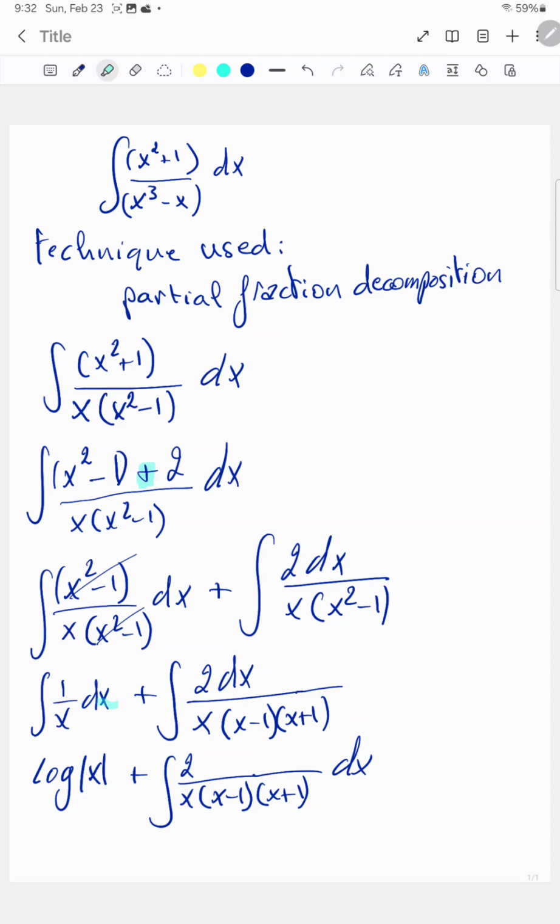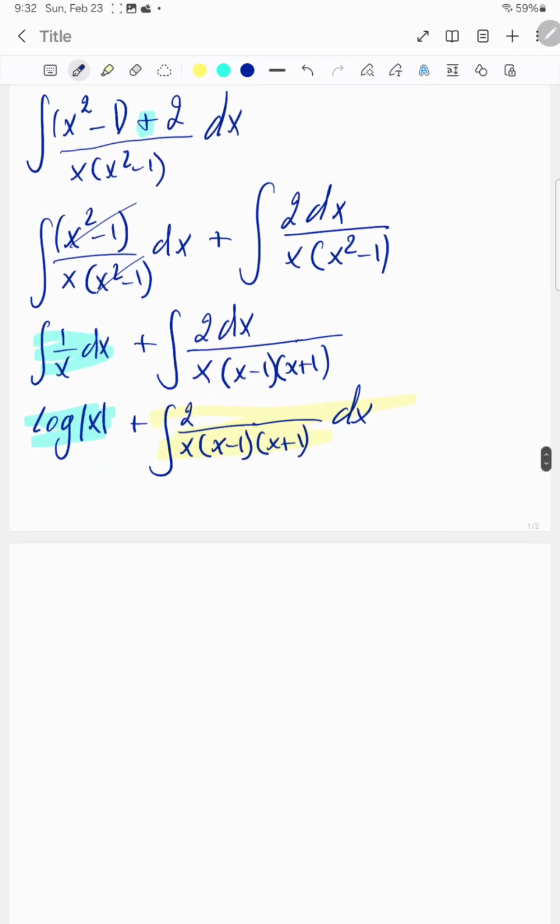So the solution of the first integral, 1 divided by x, is log of the absolute value of x, plus c. I will put the plus c at the end. So the first integral, that is its solution. I will work with the second integral, and I will add log of x at the end when I finish solving it.